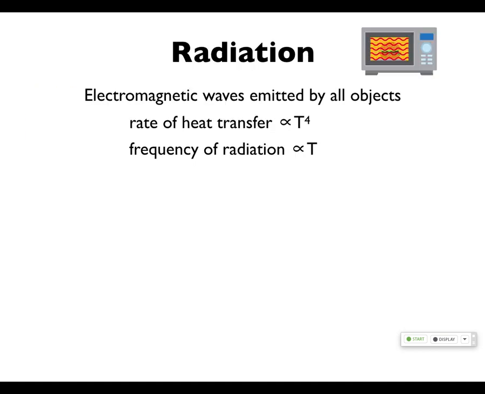And then we have radiation. Electromagnetic waves are emitted by all objects. Actually, you are currently emitting electromagnetic waves. What range? What are those called?